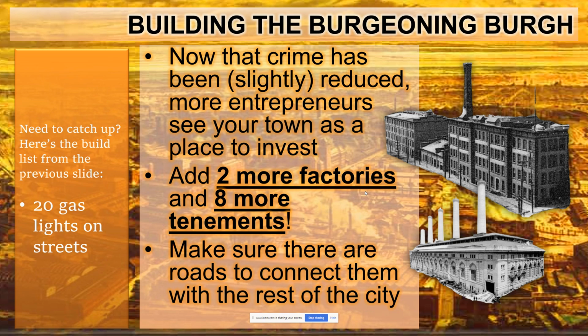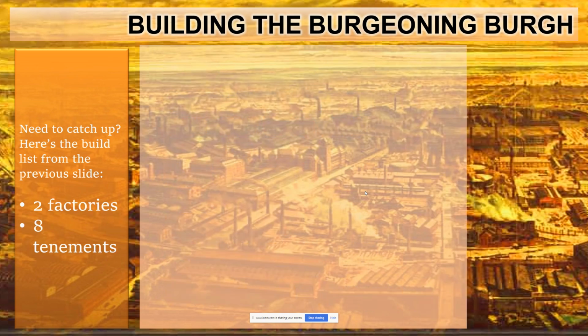And in the United States, you are going to have cities like, for instance, Chicago, because of its location, that will make it a key cog in the American industrial process as well. So 2 more factories and 8 more tenements, and do make sure you have the roads to connect them. All right. Here we go.